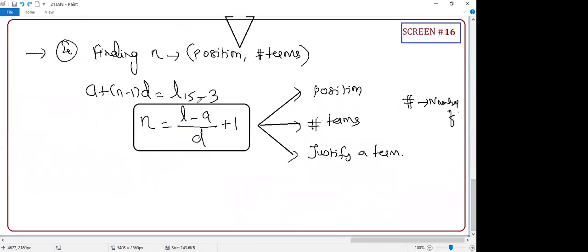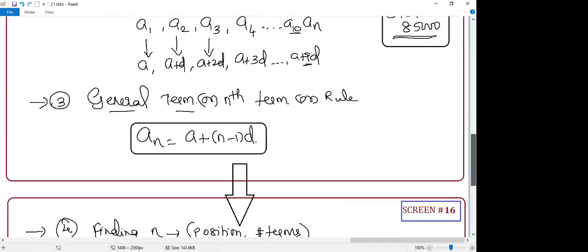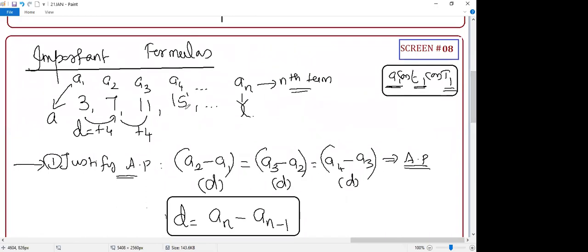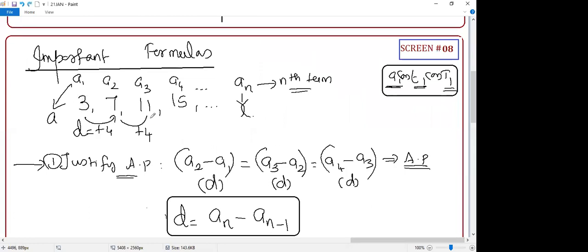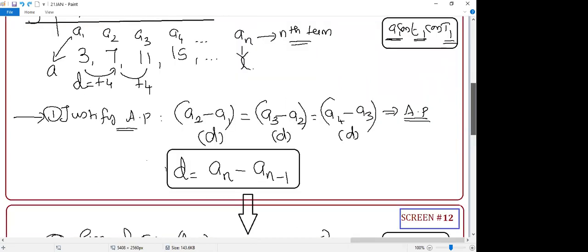Just apply this. 15 minus 3 by 4. 15 minus 3 is what? 12. 12 by 4 is what? 3. 3 plus 1 is what? You are getting 4. This formula is working or not? Super formula, guys. Very simple. All you need to do, take the last term. You should not remember it as last term minus first term by common difference. Whenever you want the number of terms or the position, take the term minus the first term, divide by the common difference, whatever answer you get, add extra 1. That will give you the position, or the number of terms also.